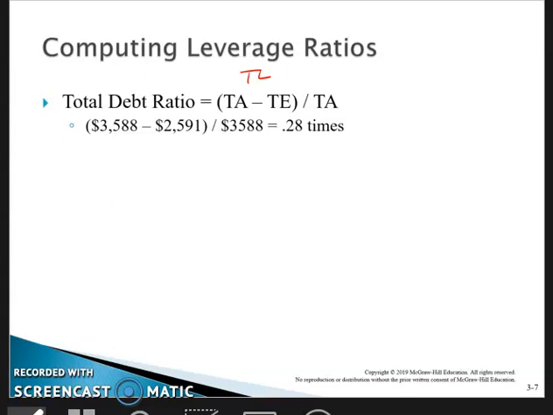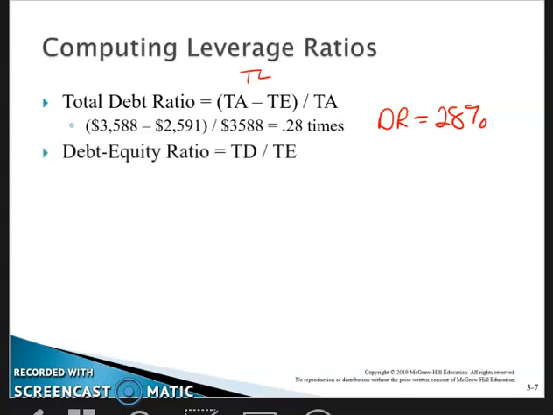So that means our debt ratio is 28%. So 28% of the company's assets are financed with debt. So the rest would be equity. So 72%.